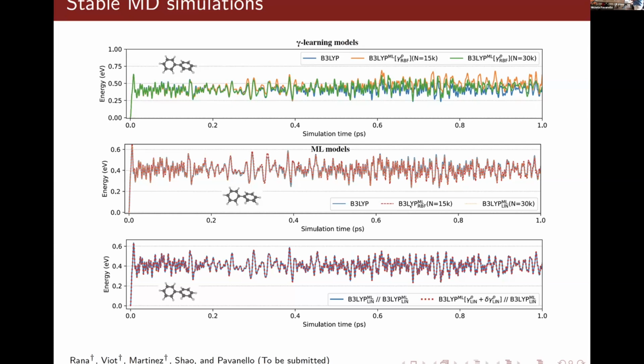How much faster is the ML calculation compared to the reference? That's the next slide.